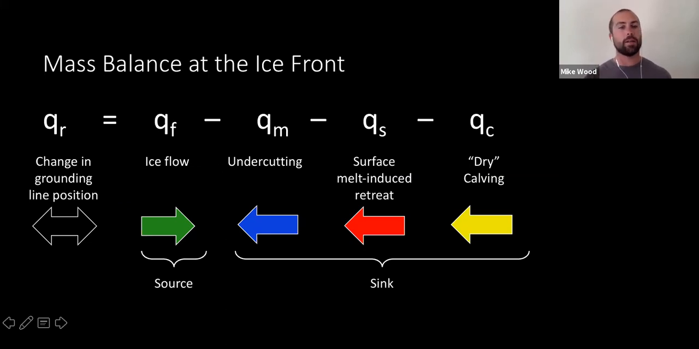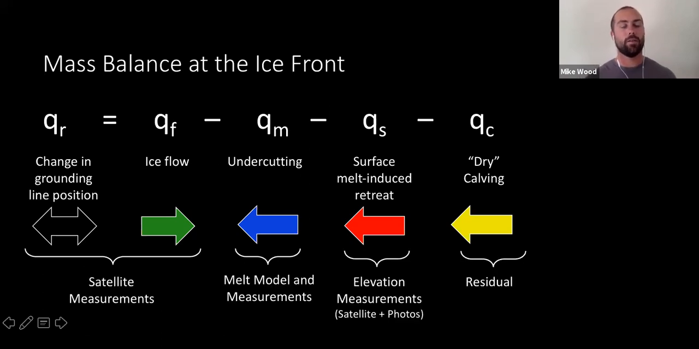So if we want to understand what the role of undercutting is in all of these processes, it's helpful to create time series of these through time and watch how each of them evolve. To do that, for the grounding line position and the ice flow, we can get at that from satellite measurements because we can actually see those processes from space. For undercutting, we're going to use a melt model from Xu Yun in combination with measurements from OMG. I'll talk about that shortly.